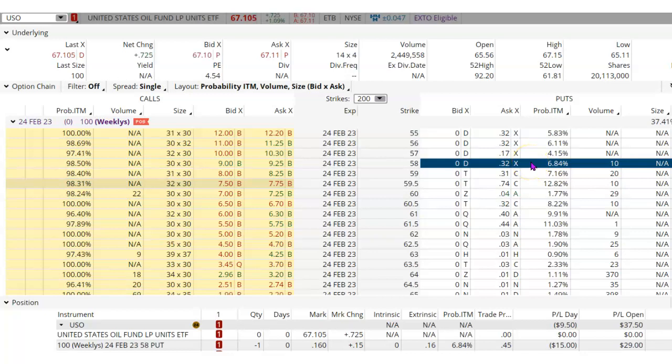You could submit a bid for 1 cent and see if any of these people take it. But if they don't, just leave it alone. Do not pay the market price to buy back your short option. You are simply wasting money.